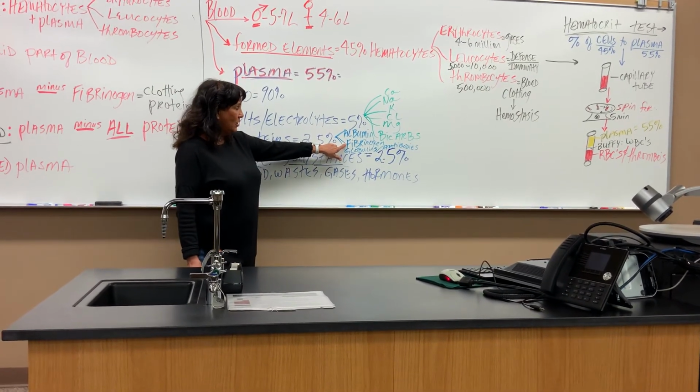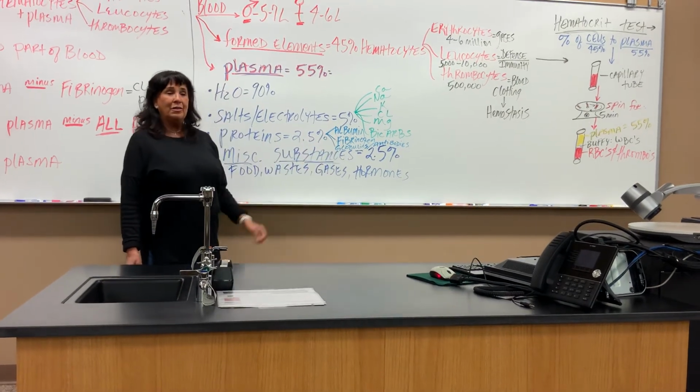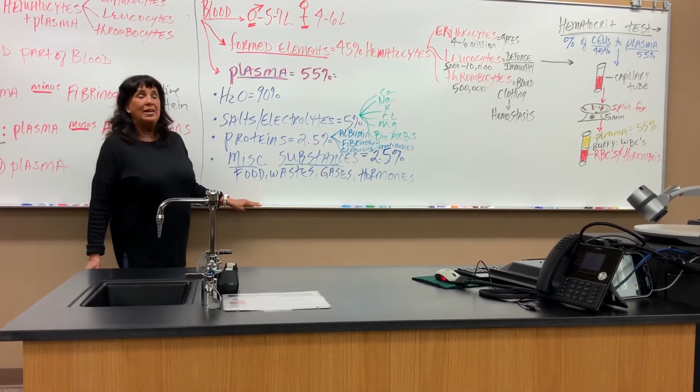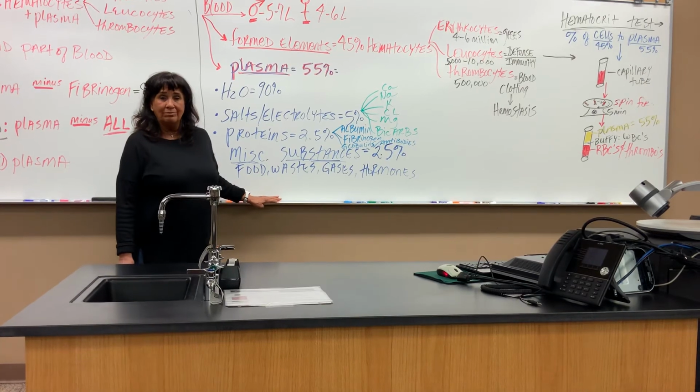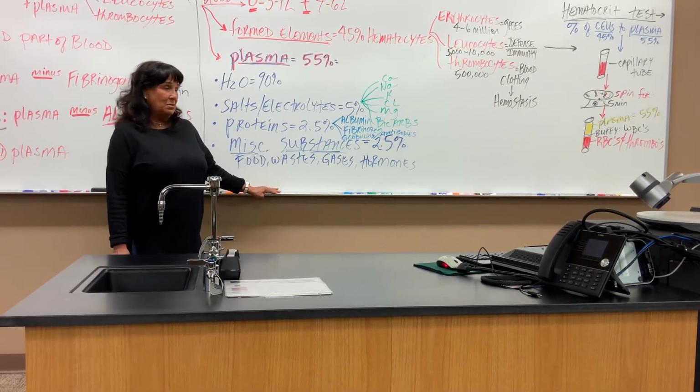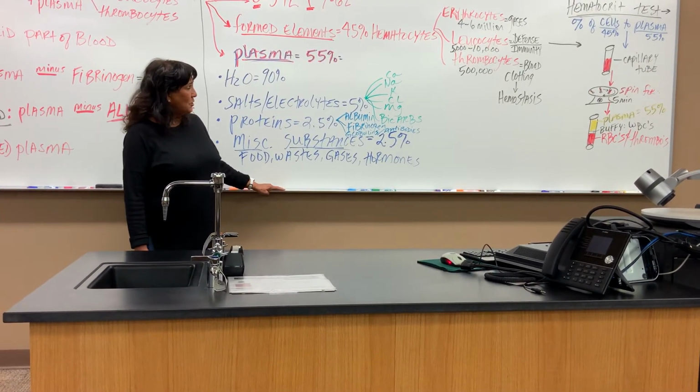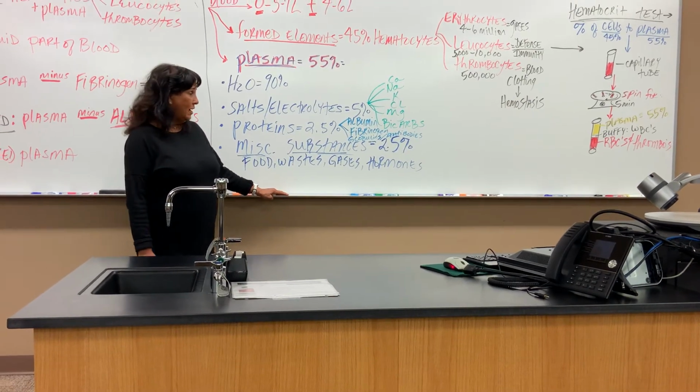Fibrinogen is the second one. Fibrinogen protein floats in the plasma, and basically it's for clotting of the blood, okay? That's all it does, is it makes clots. And so we have a whole podcast on blood clotting.